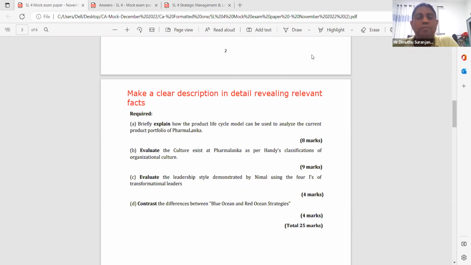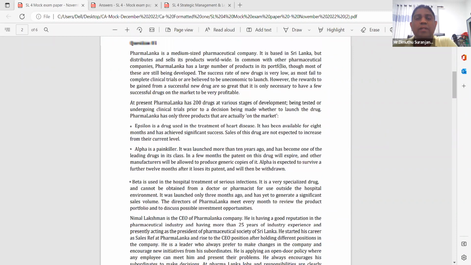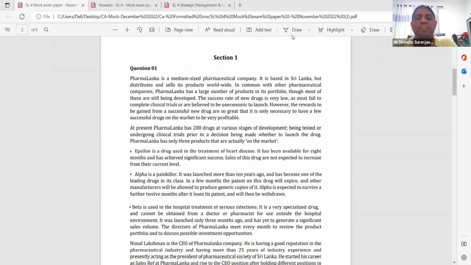Now here, the requirement is to briefly explain how the PLC model can be used to analyze the current product portfolio of Pharma Lanka. So the question tests your knowledge on PLC concepts. So we'll go to the facts given and try to understand them.